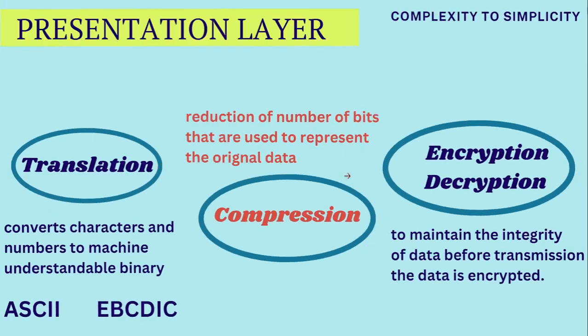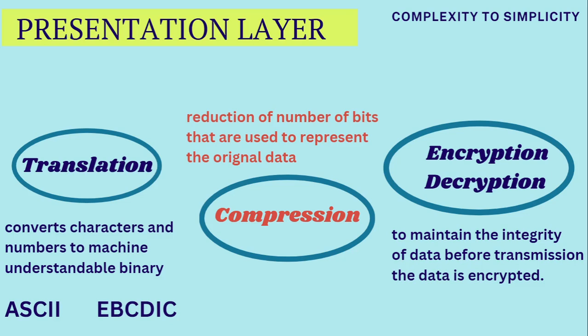Then the next layer is the presentation layer. First thing, the presentation layer receives the data from the application layer. Here the presentation layer performs three major tasks: translation, compression, and encryption or decryption. So the number one task performed by the presentation layer is translation.